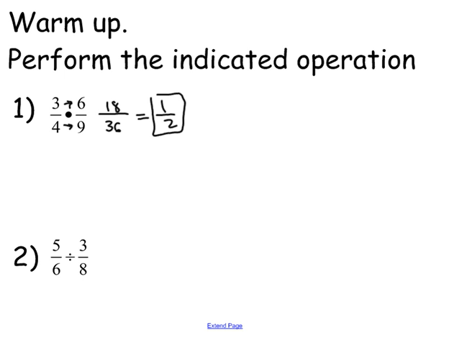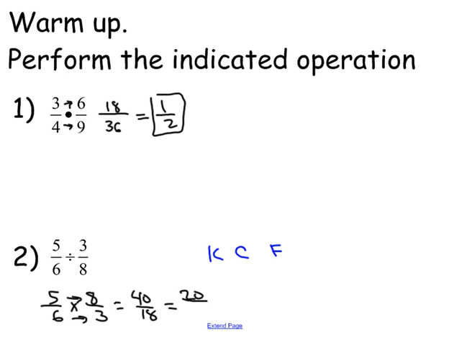When you divide fractions, you are going to keep, change, flip. That means we keep the first fraction, we change the division to multiplication, and we flip the second fraction. So 8/3. And then we just multiply across. 5 times 8 is 40, 6 times 3 is 18, and this is going to reduce to 20/9.